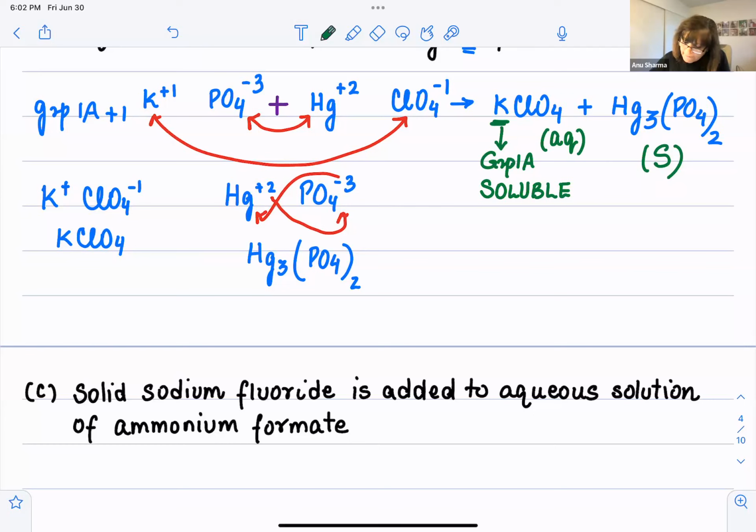Okay, so solid. And perchlorates, anytime perchlorate attaches to it, in this state, when it is with mercury, perchlorate is soluble in water. That is why it's ionizing. And potassium is group 1A. Okay, so all this is definitely forming a solid.